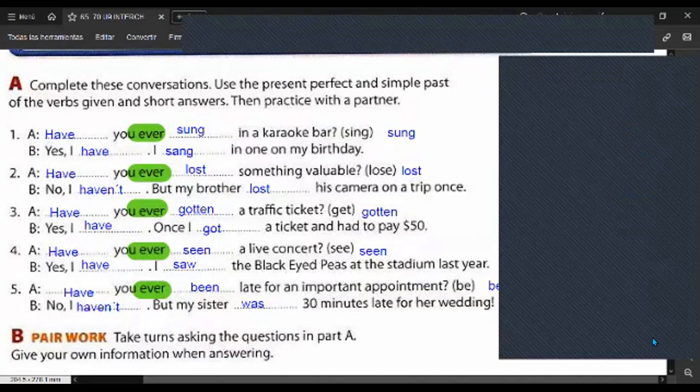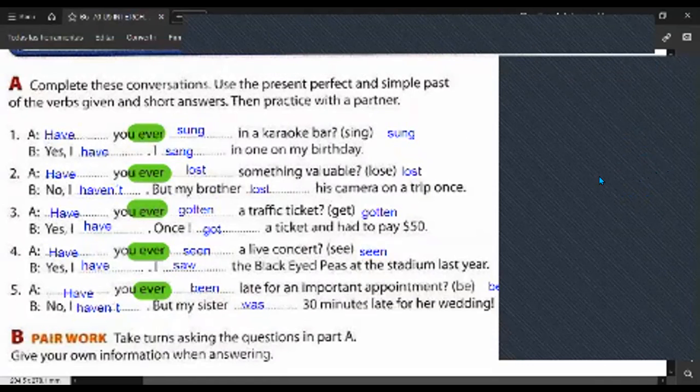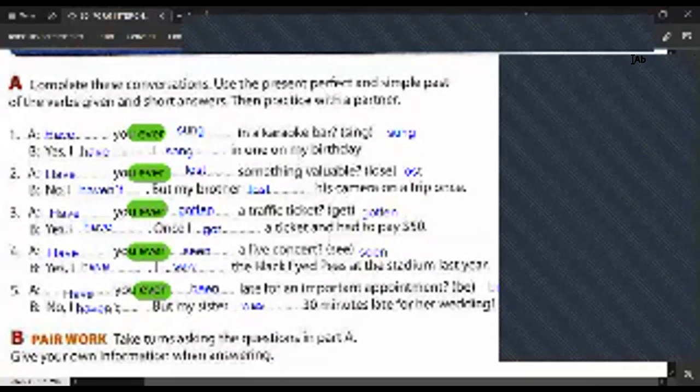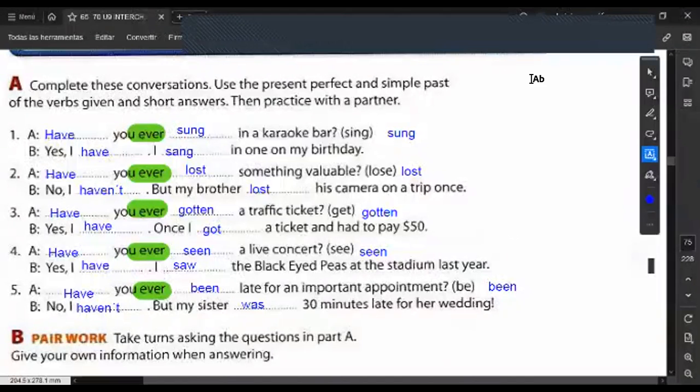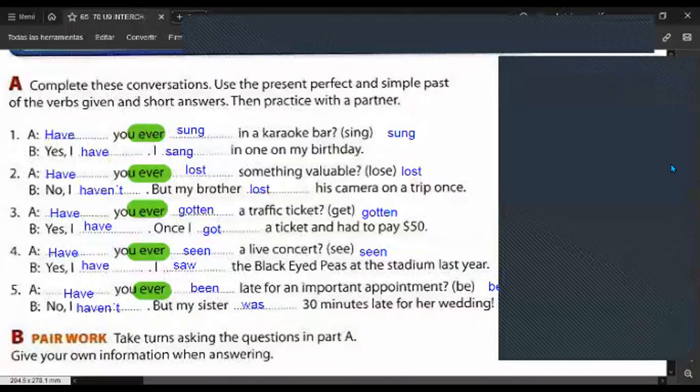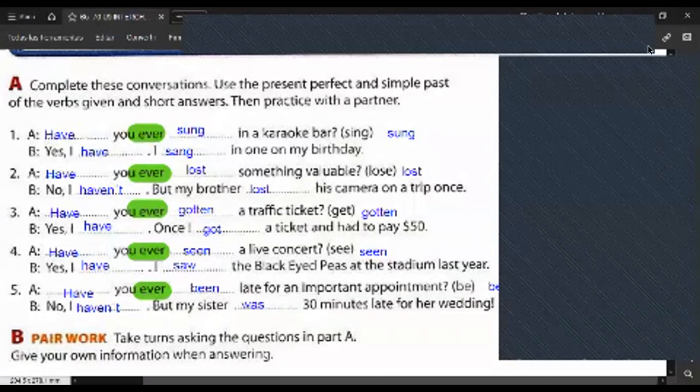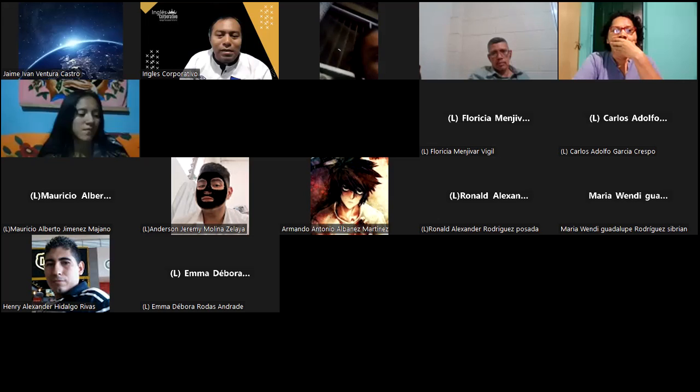Right? Okay. Super blurry. We can hear Henry's little dog. The dog is hungry. It's okay, no problem. Okay, I'm going to share it again so you can see it better. Give me a second.